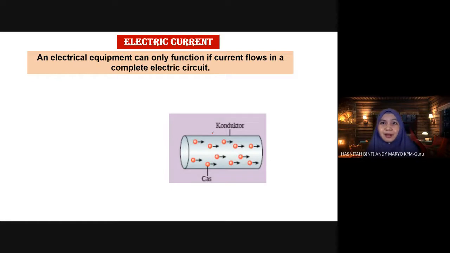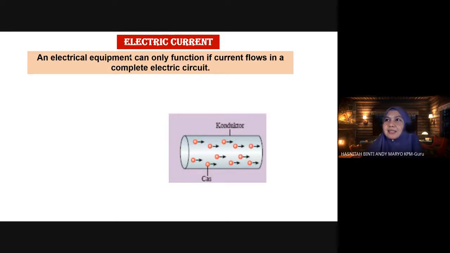Very simple. If you are talking about a heat conductor, what is a heat conductor? A material which enables heat to flow through it. Very simple. An insulator works the other way around. It doesn't allow current to flow through it.